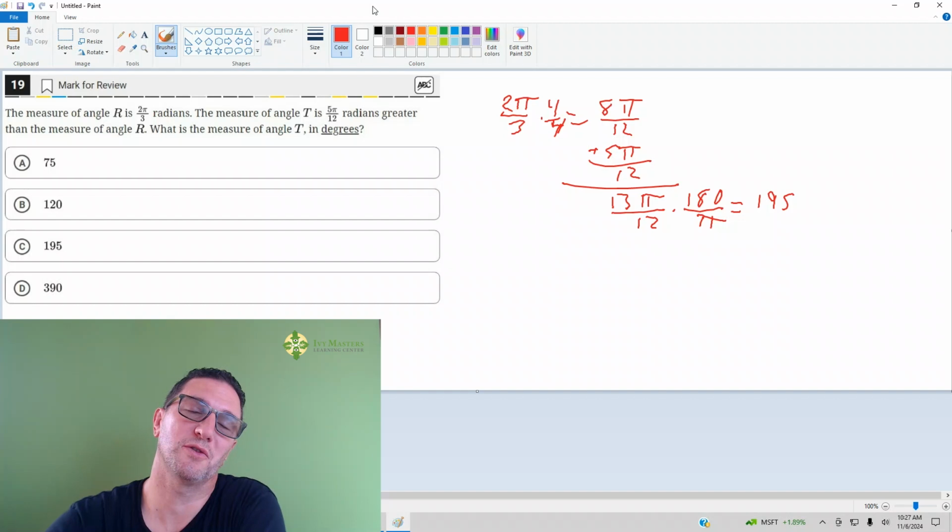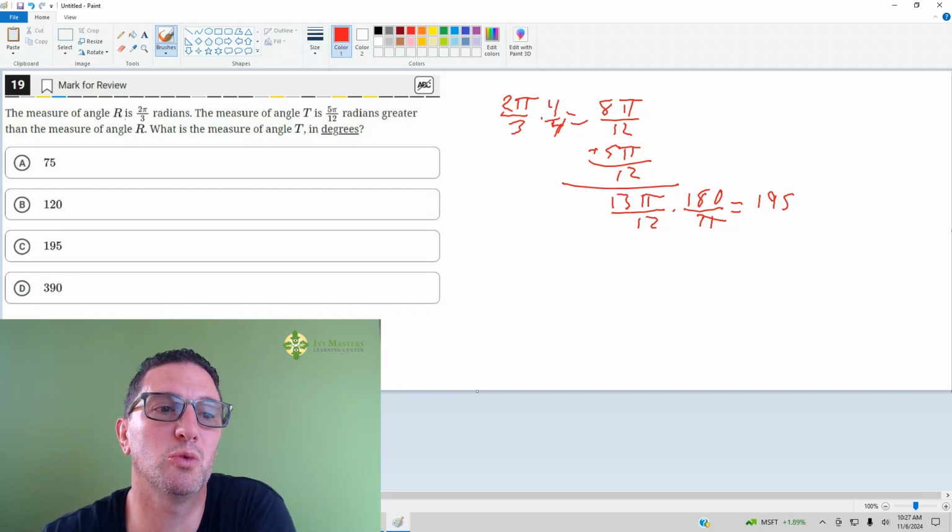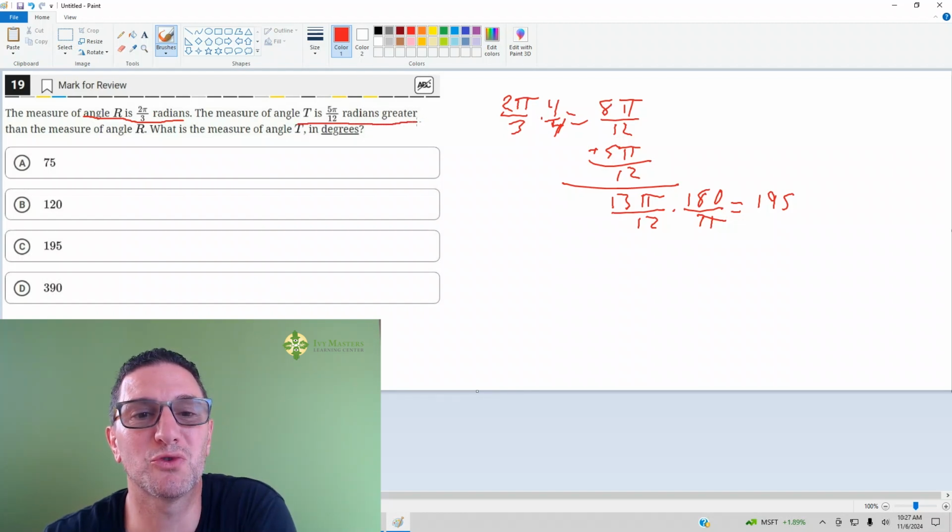There's the 19th question from Digital SAT Test 3, Module 1. And it's telling you that angle R is 2 pi over 3 radians. Angle T is 5 pi over 12 radians greater. So we need the angle T. So we got to add them.